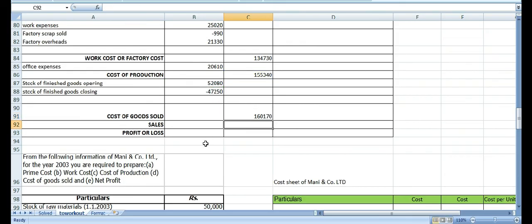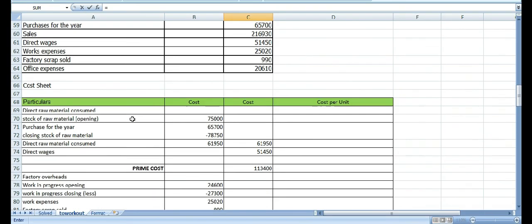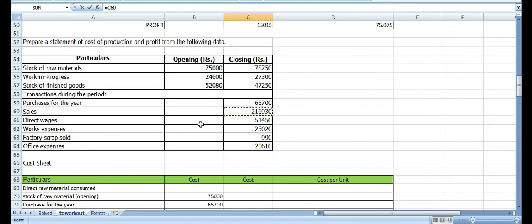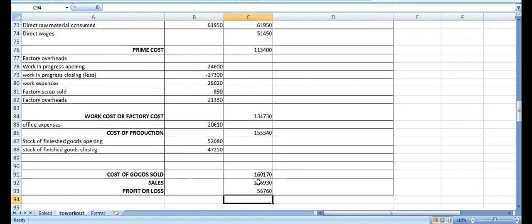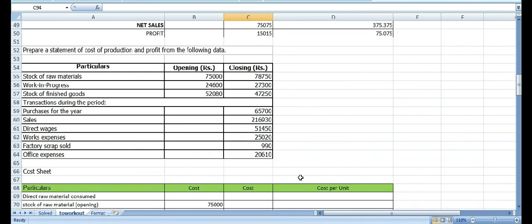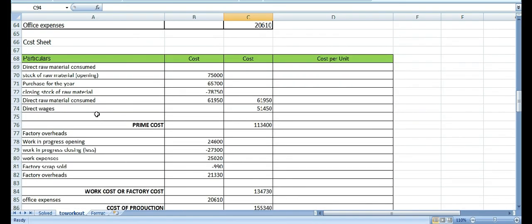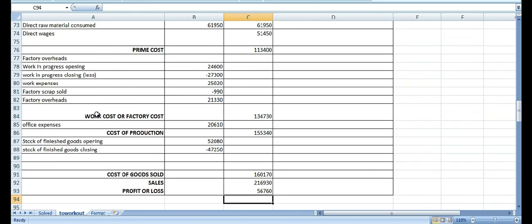Next we have to see whether any sales value is mentioned directly. The sales value mentioned here in the problem is 2,16,930. We have to check whether it's a profit or loss. The sales value minus cost of goods sold will give you whether it's a profit or loss. Here it is a profit. In this way we have to prepare the cost sheet based on the availability of data. They have given the opening and closing balances and every subheading: factory overheads, selling and distribution overheads. Here we were given only items belonging to factory overheads, so we have included them under factory overheads.